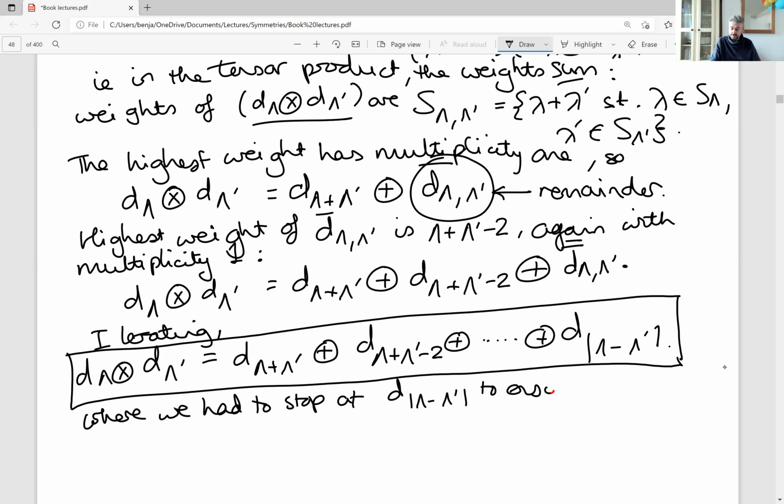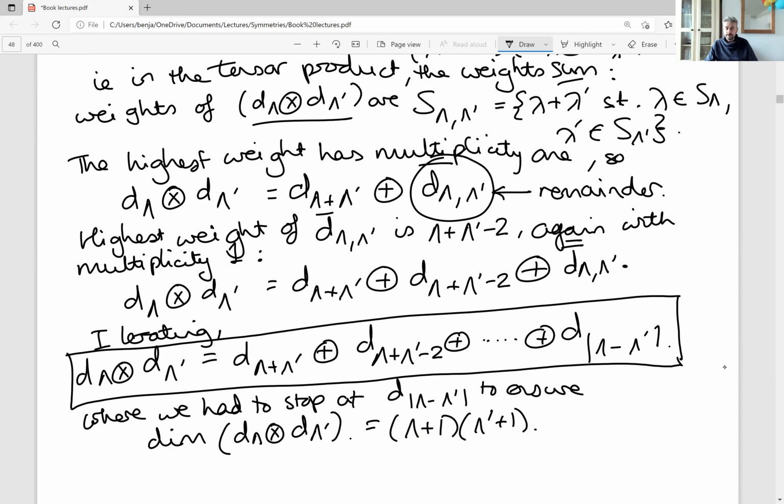And this is to ensure that the dimension of this tensor product of representations, well, we start off with something. So the dimension of this tensor product should be the dimension of the first representation multiplied by the dimension of the second. So it should be lambda plus 1 times lambda prime plus 1, because remember, I think it was property C that we had before, that the dimensionality of the representation is just lambda plus 1.